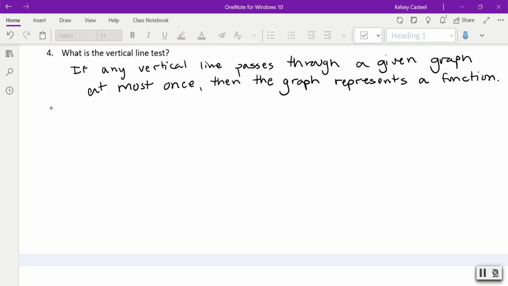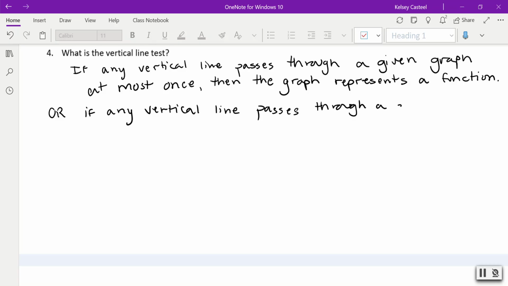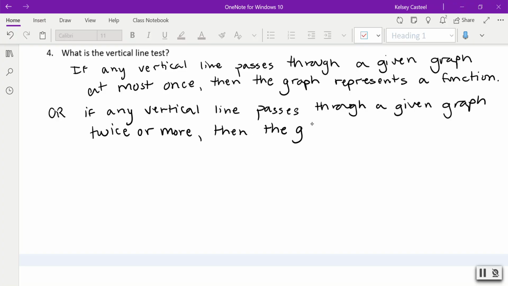Another way to say this is if any vertical line passes through a given graph twice or more, then the graph does not represent a function.